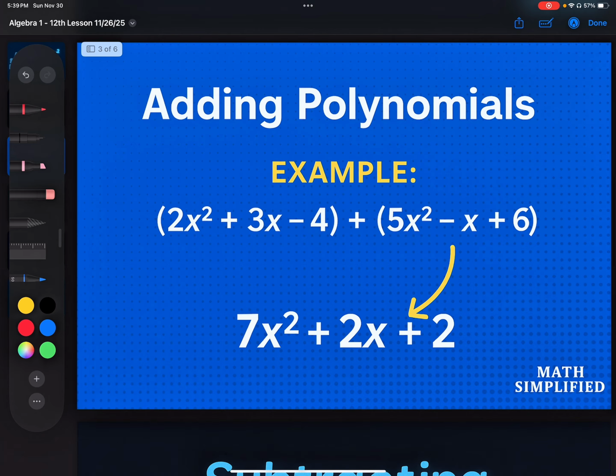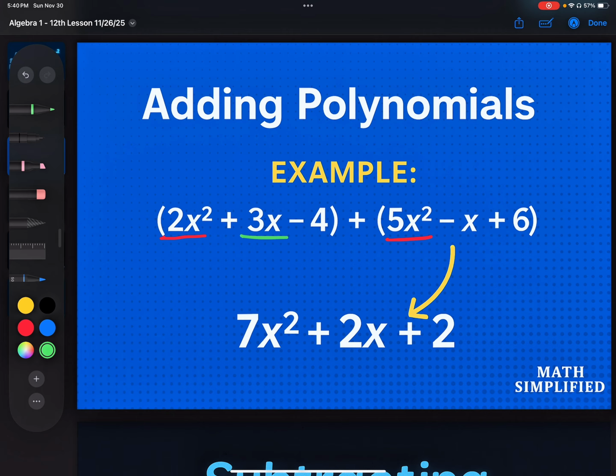All right, so adding polynomials. Here we have an example. We have 2x squared plus 3x minus 4 plus 5x squared minus x plus 6. So when we add polynomials, we gotta combine, we gotta add like terms. So in this case, what would we add to 2x squared? It would be 5x squared because the terms gotta be similar, okay? So if it has an x squared, it also has to have an x squared, okay? So it's 2x squared plus 5x squared, that would be 7x squared. So we already grouped that one.